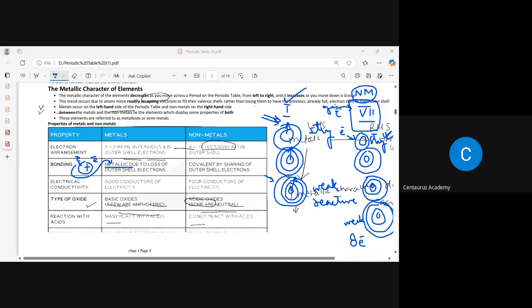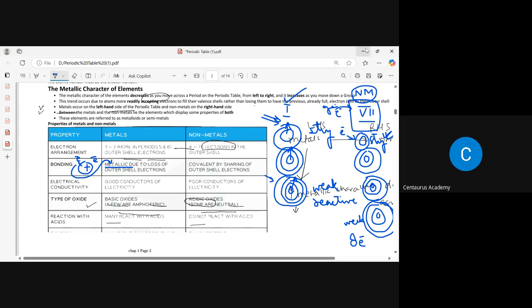Just to clarify, basic oxides are those oxides which behave as bases. How do they behave as bases? They basically react with acids to form salt and water. Whereas non-metals tend to be acidic oxides. They behave as acids. They react with bases to form salt and water. Metals react with acids, whereas non-metals do not react with acids.